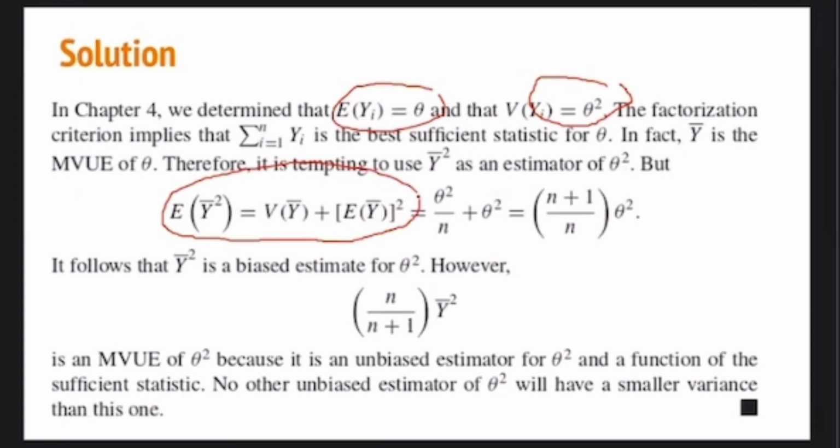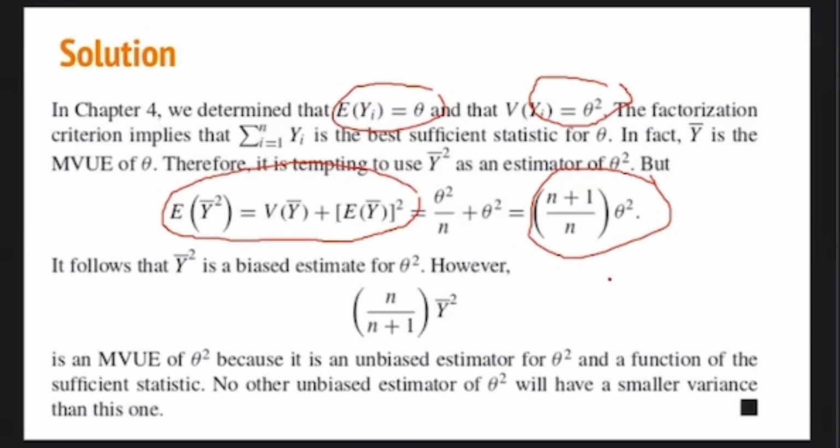If you take a look at this, because y bar squared, if it's going to be unbiased, the expected value of y bar squared is supposed to equal theta squared. But this is biased because there's n plus 1 over n. And that is why we say it is biased. So we're going to say it follows that y bar squared is biased. However, that guy is an UMVUE of theta squared because it's an unbiased estimator for theta squared.